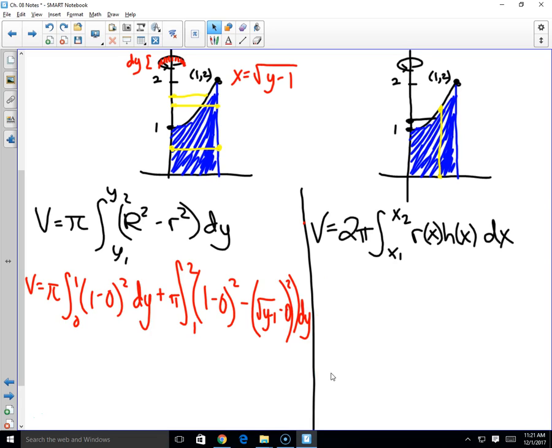Okay, pause. That all makes sense, right? Wait. Why couldn't I just do washers for the whole thing? Whatever, there's no gap here. No big deal.